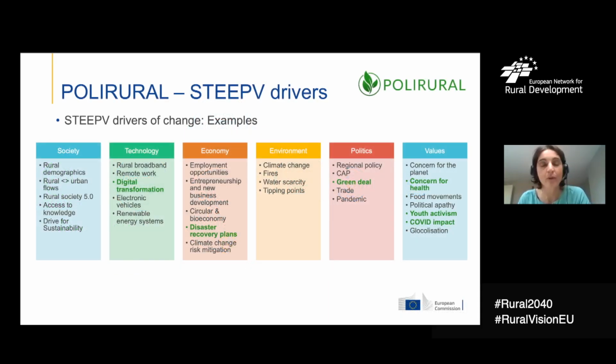So first, Polyrural, interestingly, has worked on identifying 64 drivers of change that are relevant now for rural areas using the STEEPV approach. So STEEPV stands for society, technology, economy, environment, politics, and values. I've just picked some examples there so you can see what goes under each column. And if we compare to what we had in FARO, for example, we see that a lot of drivers are common, like demographics or employment opportunities under economy, or the common agricultural policy under politics.